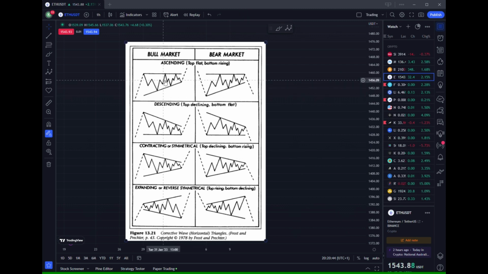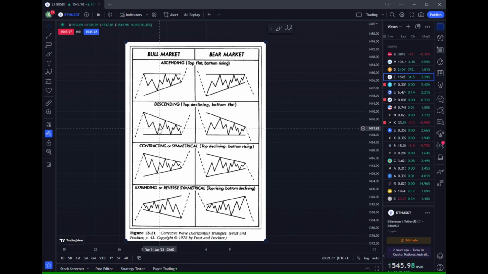Now there are a lot of patterns as well. You might know this one. This one is the asymmetrical and the symmetrical, and then the expanding or the descending, I guess, or reverse symmetrical. Yeah, ascending, descending, contracting or expanding. That's what the names are. And the symmetrical ones are going to be continuations, so as you can see the trend continues.